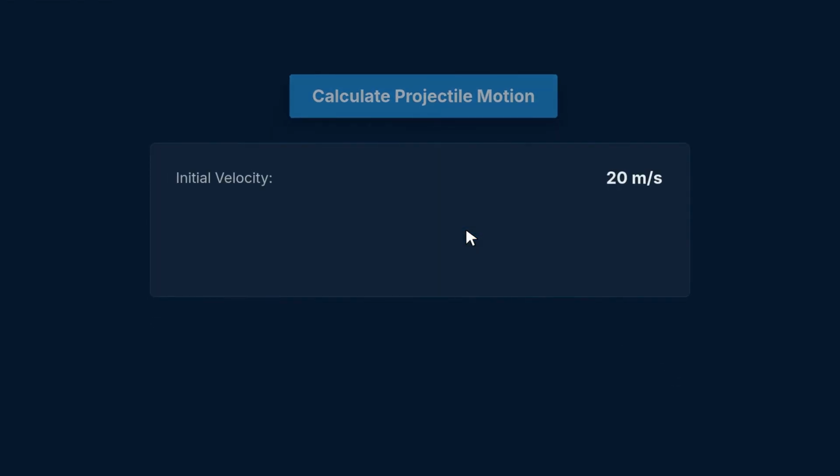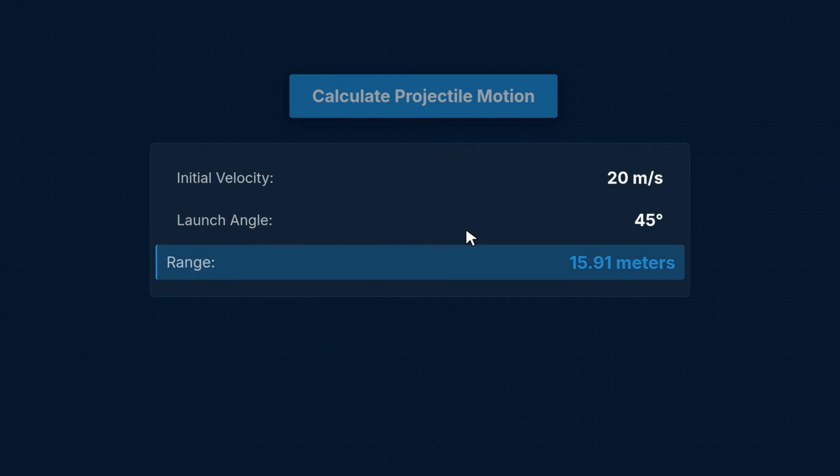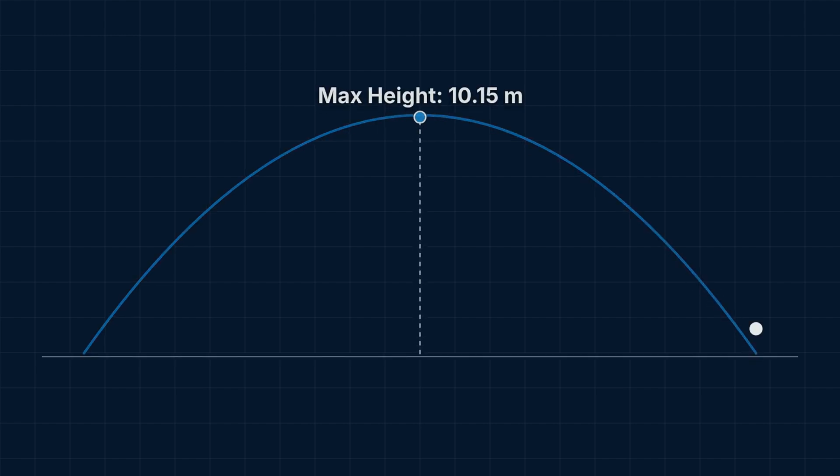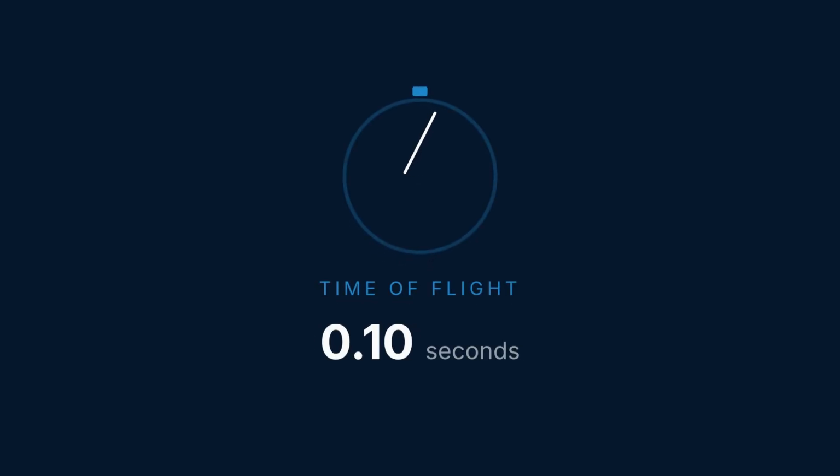Range equals 15.91 meters. That's the horizontal distance traveled. Maximum height equals 10.15 meters. The peak altitude reached above ground. Time of flight equals 1.62 seconds. The total time the projectile stays airborne.